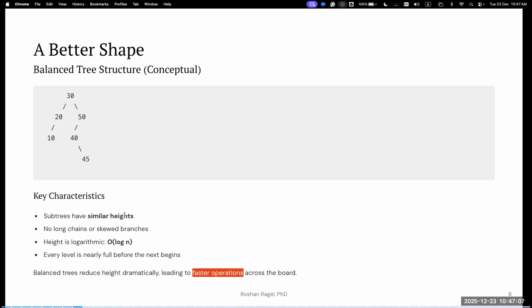So that's the difficult part. In a binary search tree, if you are lucky, it could be good. If you are not, it could be completely bad, really bad, right? Or it could be anything in between, right?